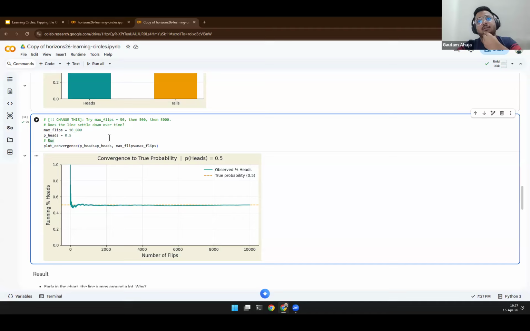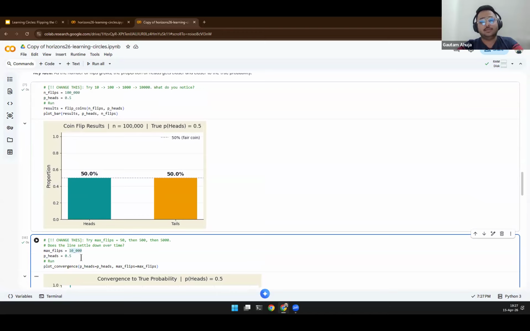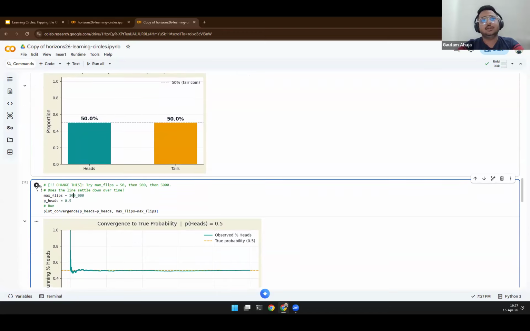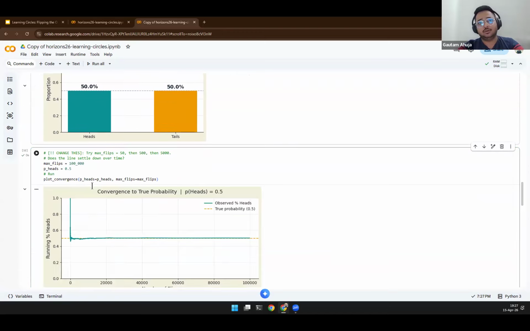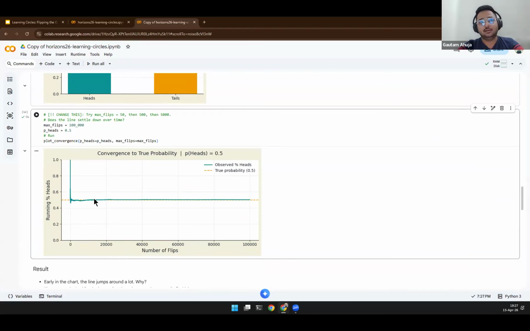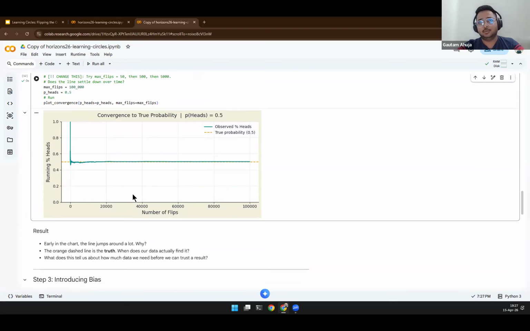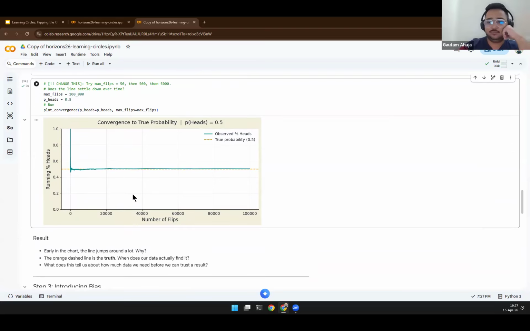So at 10,000 flips, you can see that we are overlapping with the 50% or 0.5 probability that we started with. And if we just do 100,000 to match our code block above, we can see that this has essentially flatlined over 0.5, and this now represents the true probability, that is 0.5.